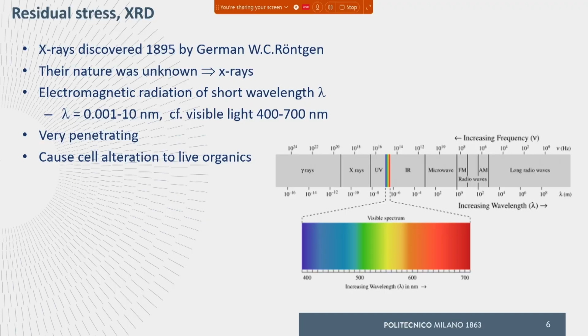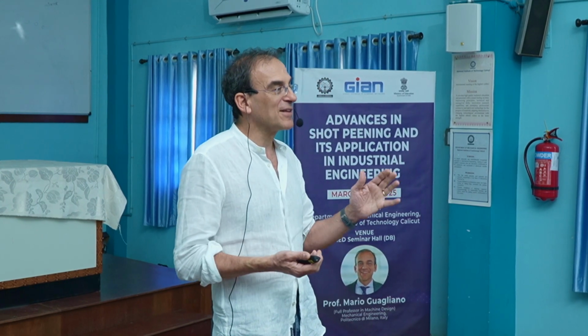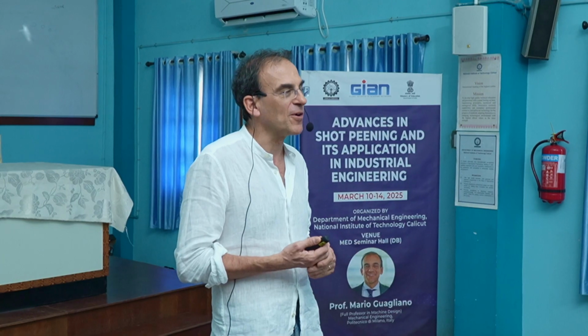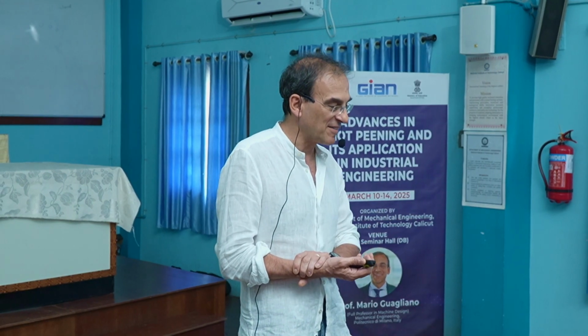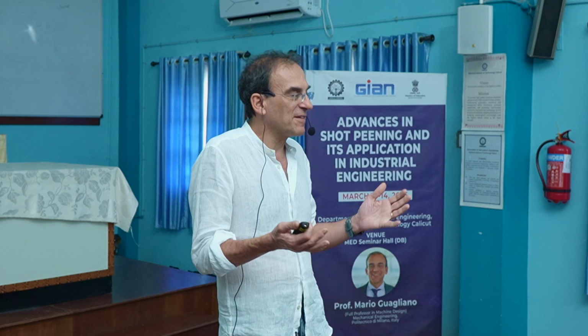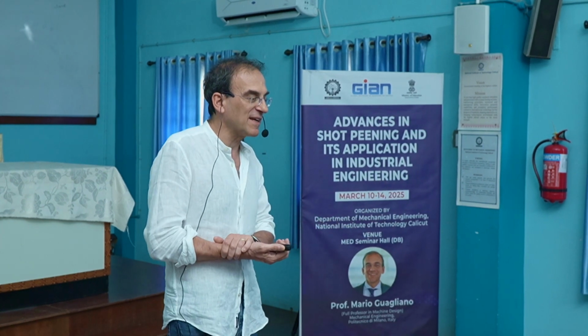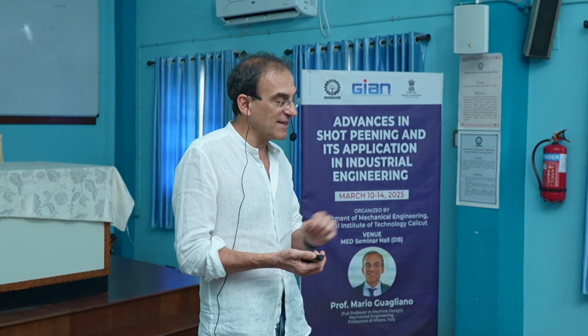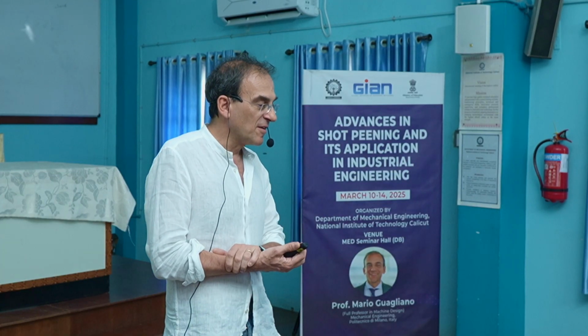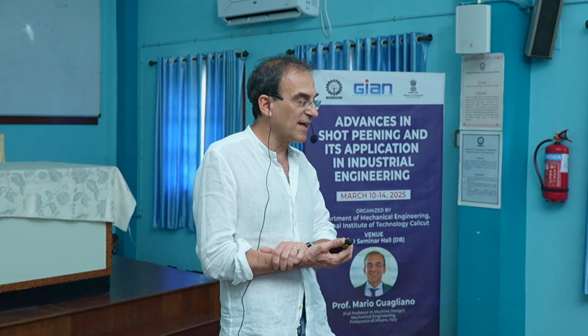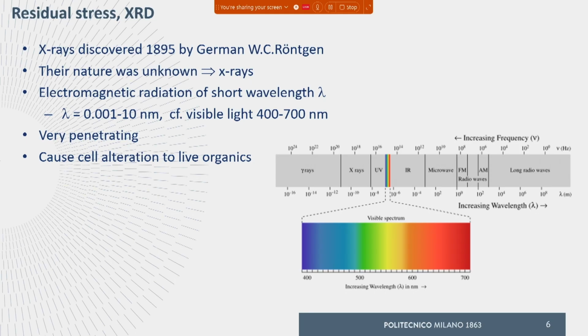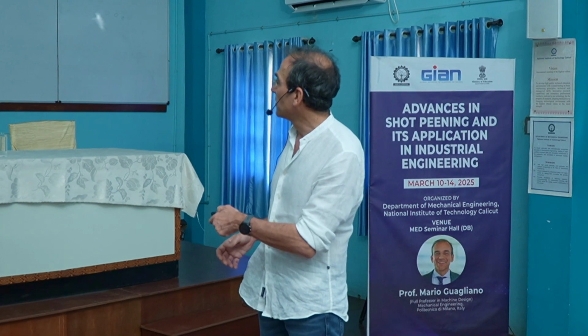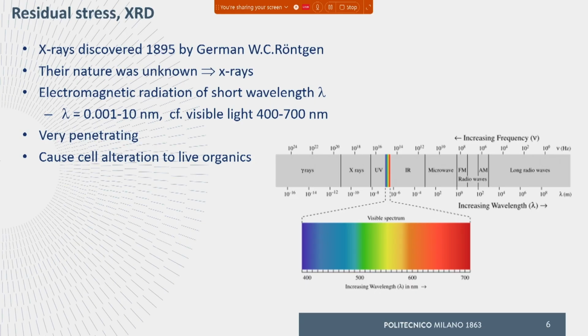And just a few words about the nature of X-rays. They were discovered at the end of the 19th century in Germany by Mr. Röntgen. And at that time, the nature was unknown, and this is the reason why they were called X-rays, unknown rays. And we know now that they are an electromagnetic radiation with a very short wavelength, lambda in the order of 0.001 to 10 nanometer.